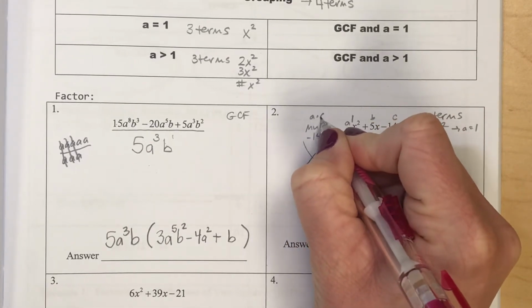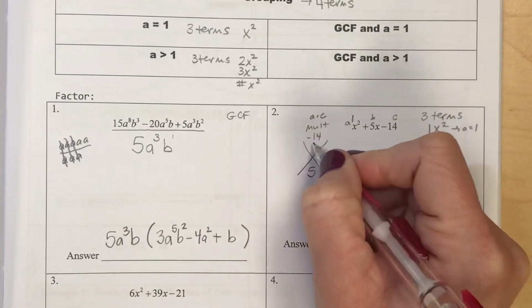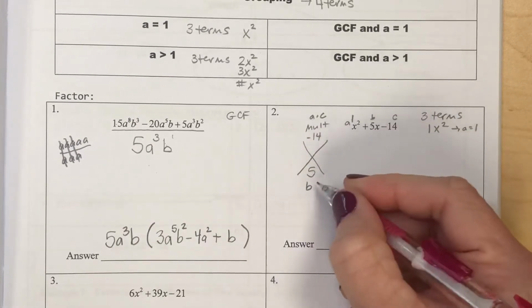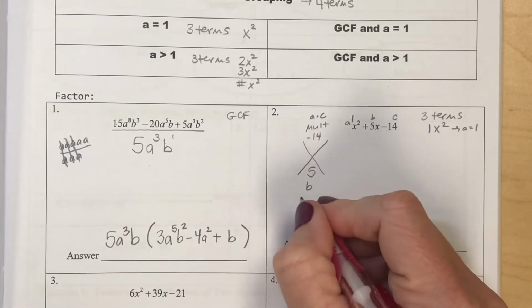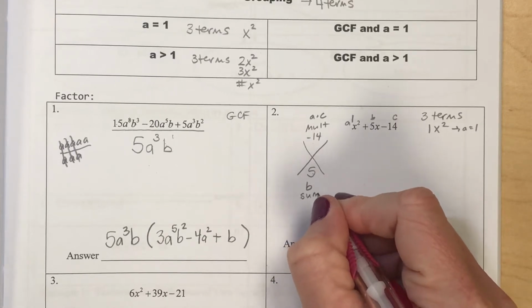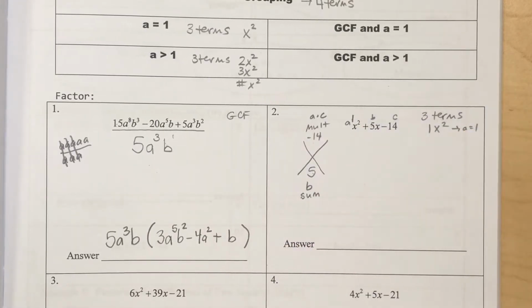It's your A times C at the top. Well, 1 times negative 14 is negative 14. And the B term goes at the bottom, and you want to find 2 numbers that add to be the bottom but multiply to be the top.